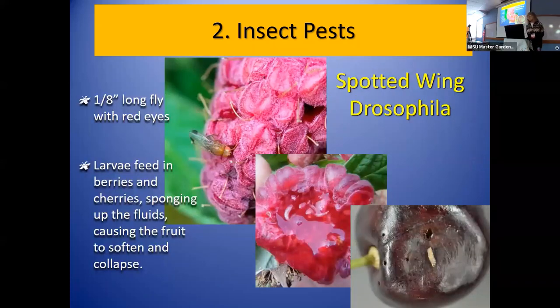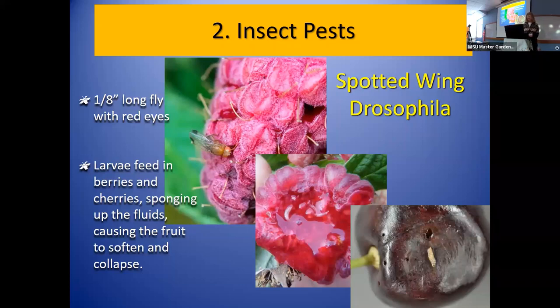The spotted winged Drosophila, the next insect that we'll talk about, is a fly. It's a very small fly, though, only 1/8 of an inch in size. It has red eyes, clear wings. The male does have a black spot on his wing, and that's how it gets the name spotted winged Drosophila.